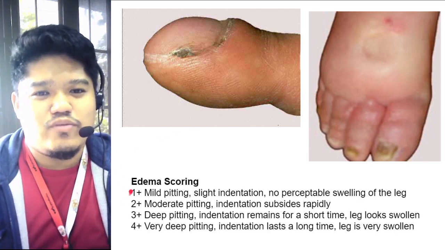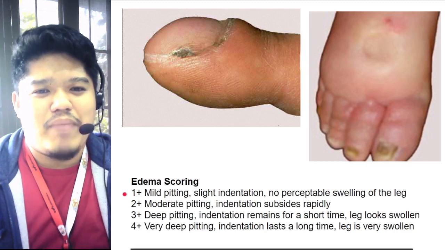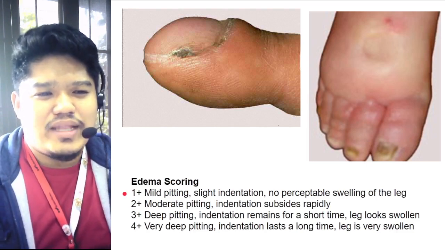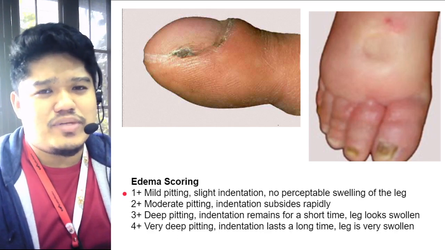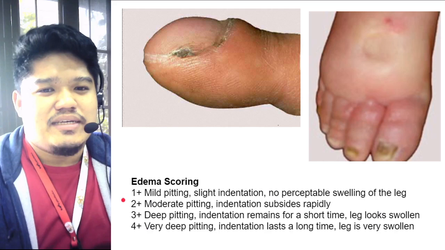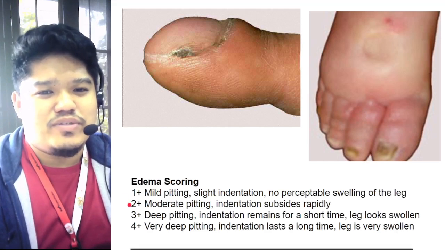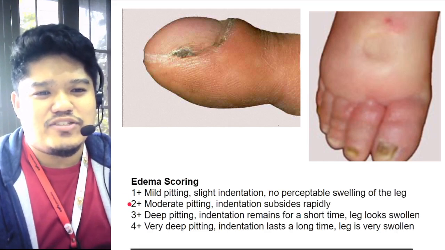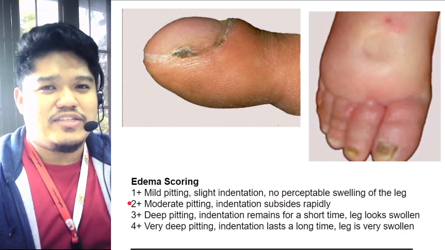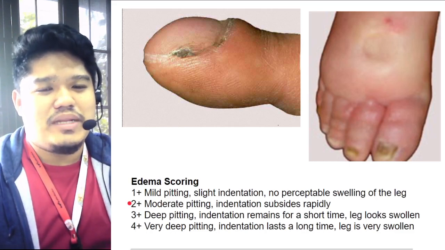If it is grade 1, there could be a mild pitting, slight, meaning there is a slight indention of no perceptible swelling of the leg, and usually the indention is about 1 to 2 millimeters. Grade 2 or plus 2 is a moderate pitting. Indention subsides rapidly. The measurement for the indention is about 2 to 4 millimeters.